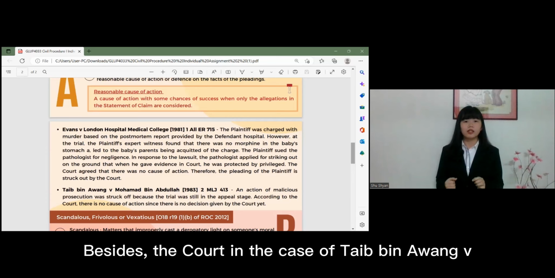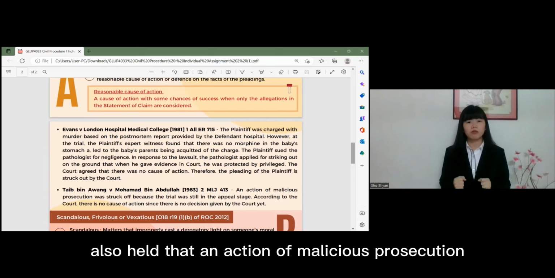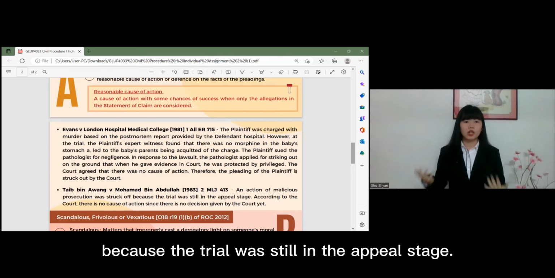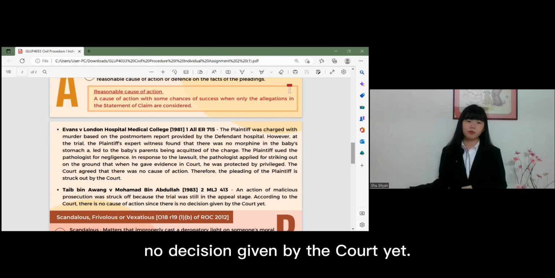Besides, the court in the case of Taib bin Awang versus Muhammad bin Abdullah also held that an action of malicious prosecution was struck off because the trial was still in the appeal stage. According to the court, there is no cause of action since there is no decision given by the court yet.